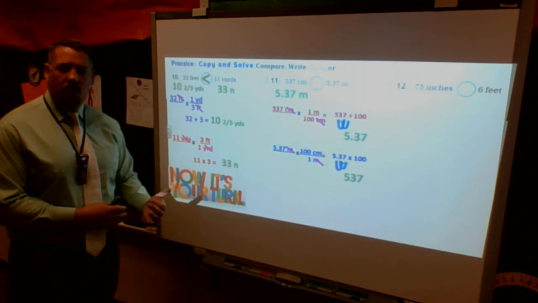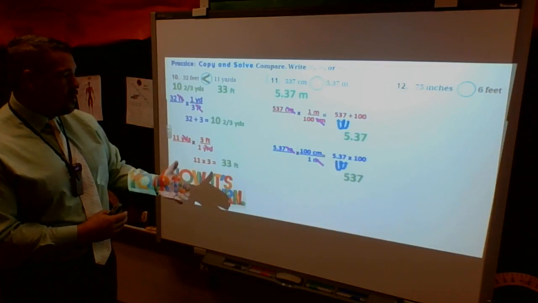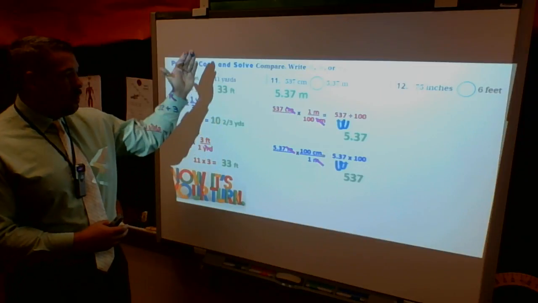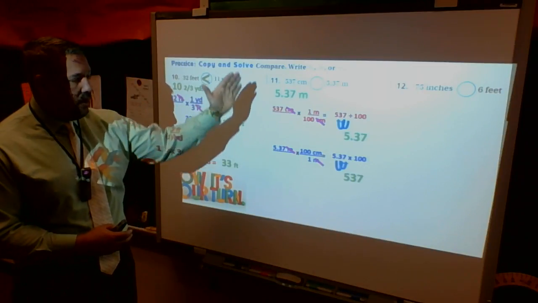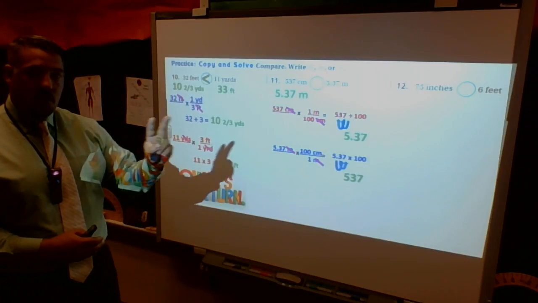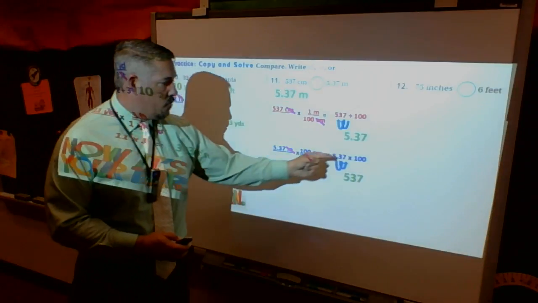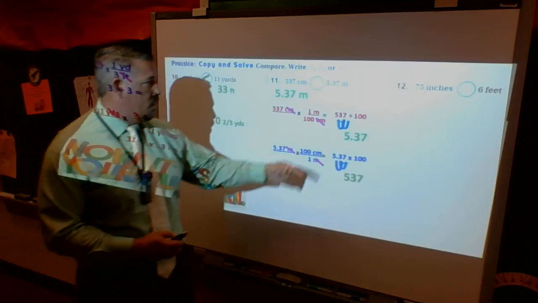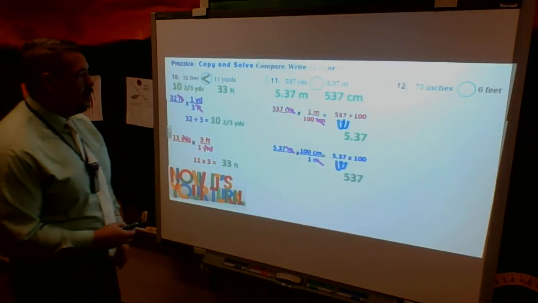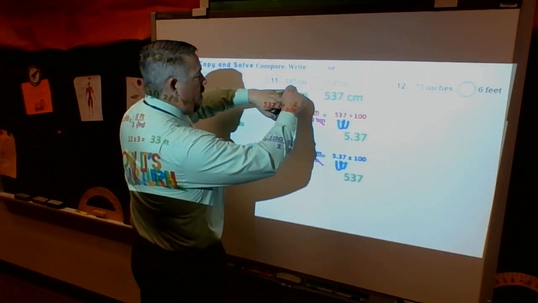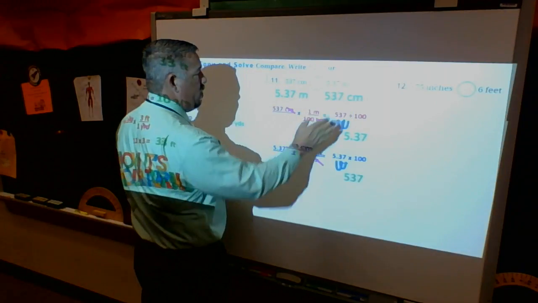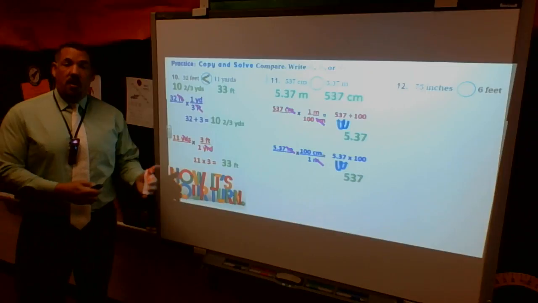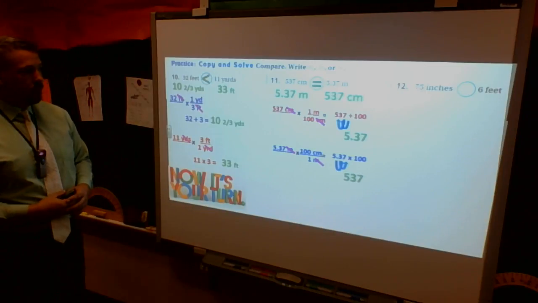Why would I move it 2 times to the right this time? Well, this time I started at meters and I went down to centimeters. So going down to deci and then down to centi is going to the right 2 times. That's why we multiply by 100 or move it 2 times. That says that's the same as 537. Those match. 537 is the same as 537, or 5.37 is the same as 5.37. So I know those are equal values.